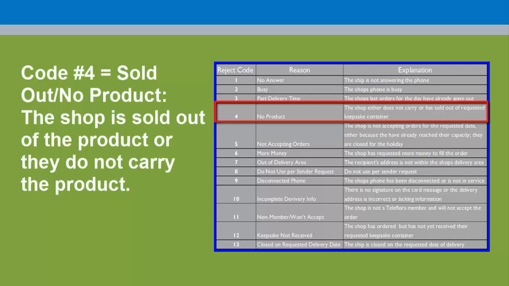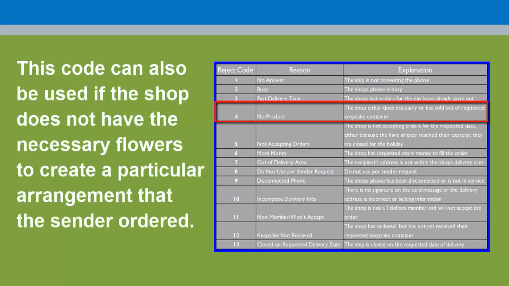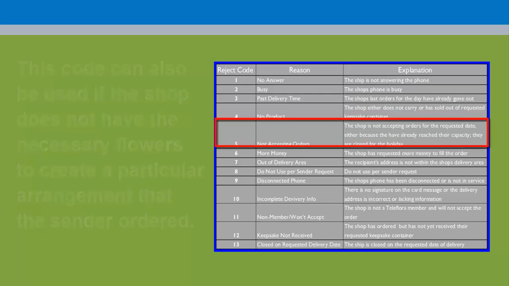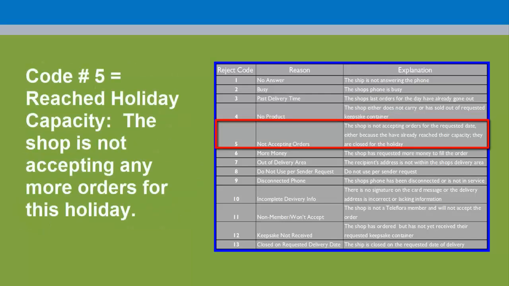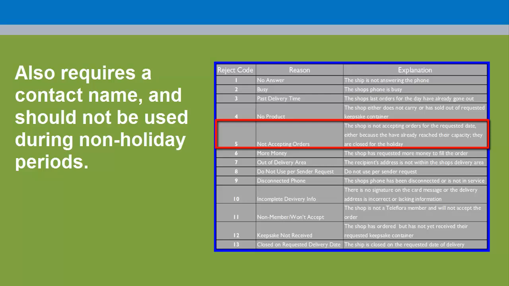Code number 4 means that the shop is sold out of the product or they do not carry the product that was requested. This code can also be used if the shop does not have the necessary flowers to create the particular arrangement that the sender ordered. Code number 5 indicates reached holiday capacity. This means the shop is not accepting any more orders for the holiday. This code does require that you put a contact name in, and it should not be used during non-holiday periods.